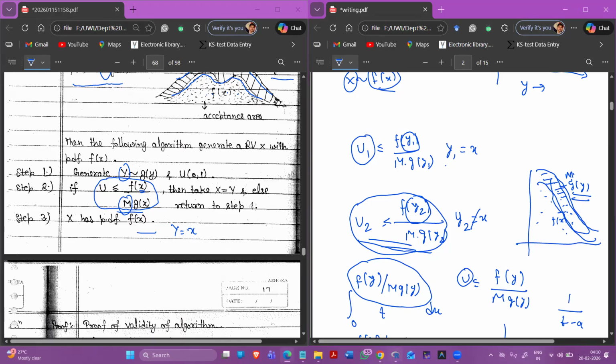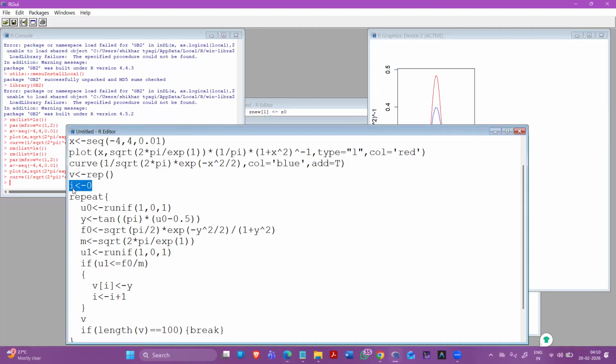So in this code, we are saying that I'm going to generate u from the uniform distribution, one value at a time between 0 and 1, and y I am going to generate from the tan, tan theta from trigonometry, pi into (u naught minus 0.5), and f naught. Basically, I'm going to generate y from this condition.